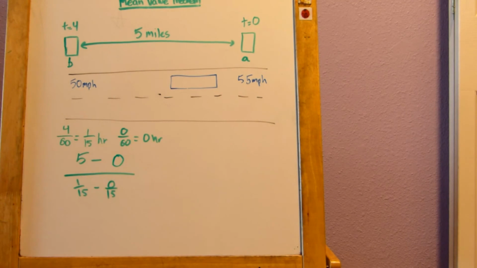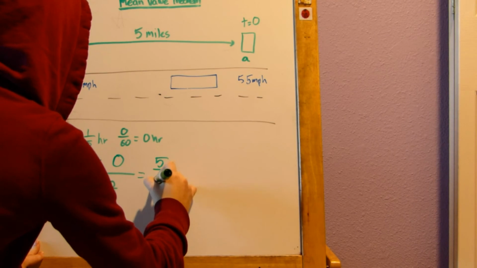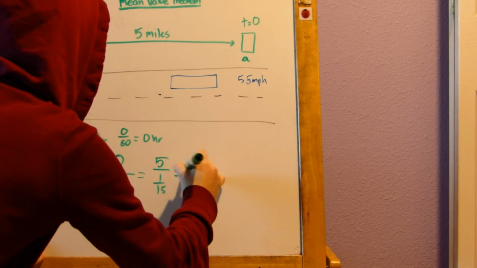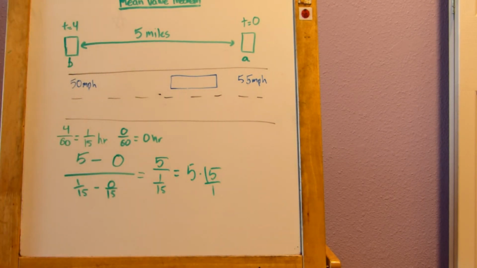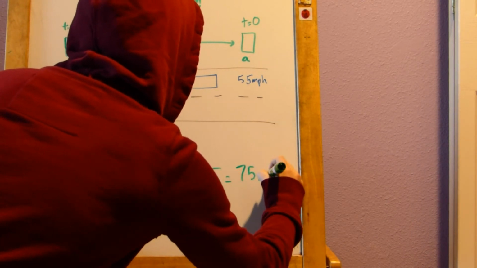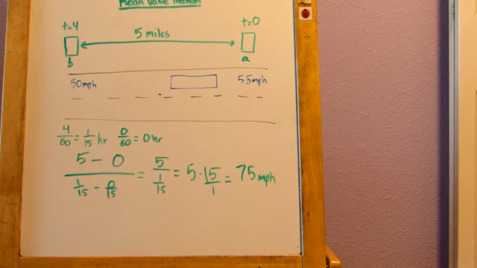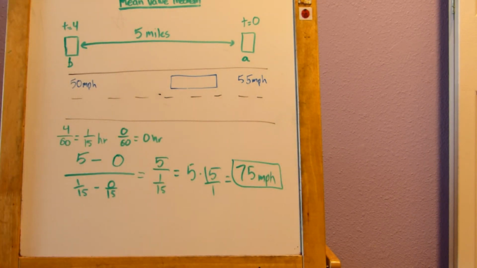So, 5 minus 0, we can simplify that as 5 over 1/15, which is the same thing as 5 times 15 over 1, and that is 75 miles per hour. So if the speed limit is 55 miles per hour, you can see obviously that this here car, pretend it's a car, was speeding by 20 miles per hour. So yes, this car was speeding. And that's how you use mean value theorem in problems.